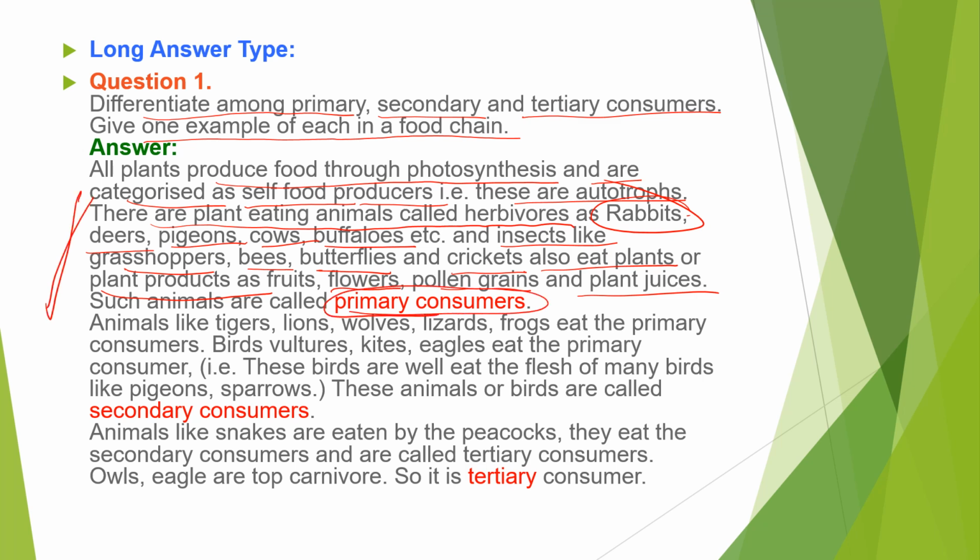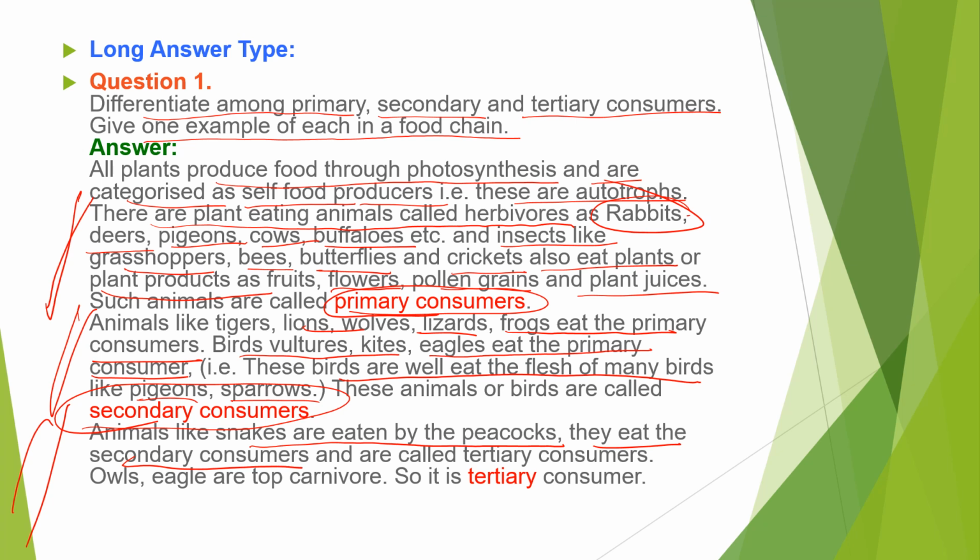So the first definition you have got is primary consumers. Animals like tigers, lions, wolves, lizards, frogs eat primary consumers. Birds like vultures, kites, eagles eat the primary consumers. Birds as well, they eat the flesh of many other birds like pigeons, sparrows and all. So these are secondary consumers. And last comes the tertiary consumer, that is, snakes are eaten by peacocks. They eat the secondary consumers and they are called tertiary consumers. So owls and eagles are top carnivores. They are tertiary consumers. So owls and eagles, they are eating the dead and decomposed bodies of the secondary consumers.